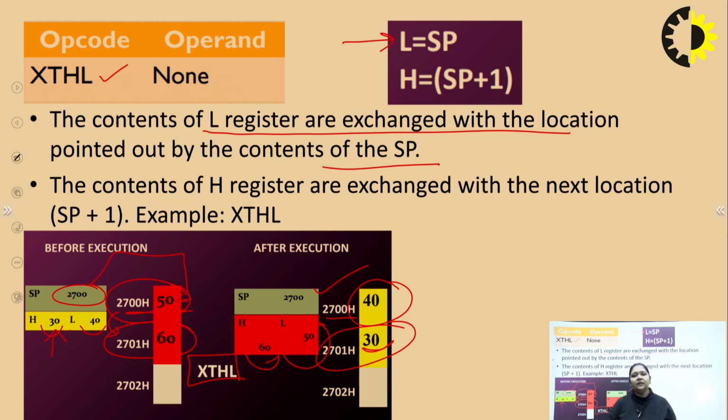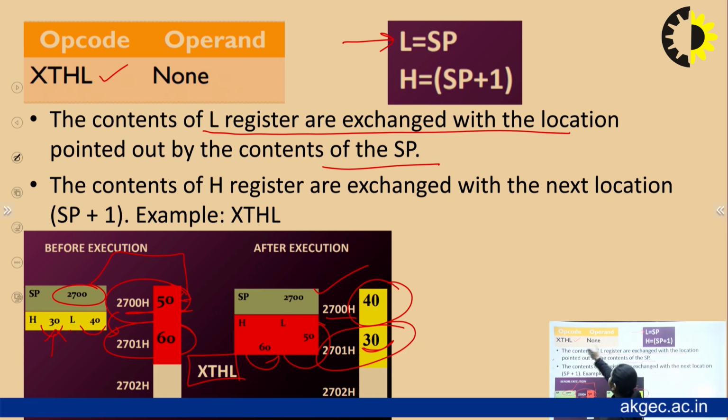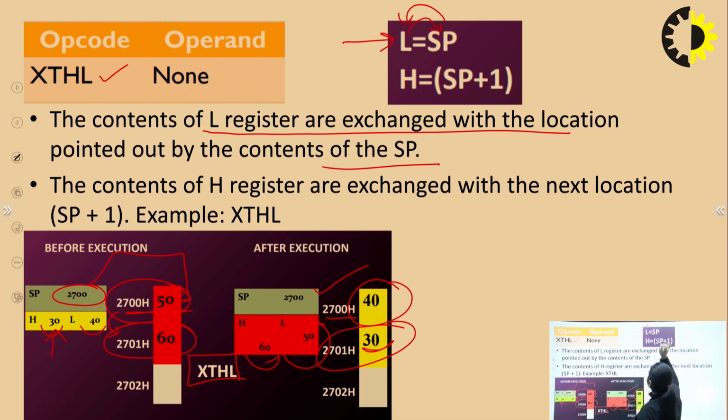So after applying XTHL, exchange HL pair with stack pointer, what will happen? L's content will be exchanged with the stack pointer location and the H register's contents will be exchanged with stack pointer plus 1. This is also a very important instruction.